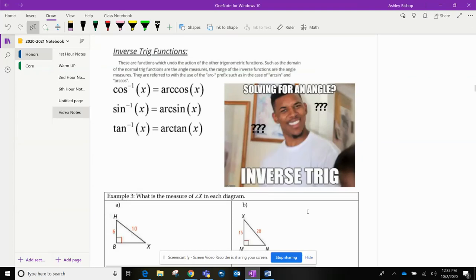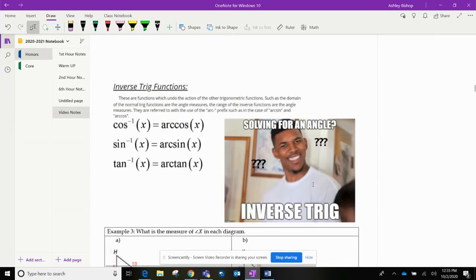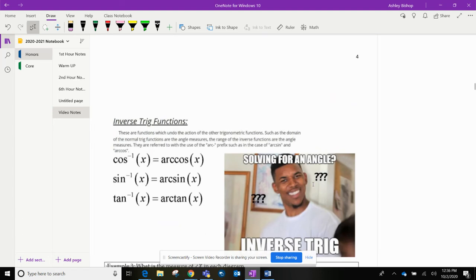Everyone, for today's notes we are going to do page 5 in the note packet. We are going to finish target 2 today, or target A today. And target A is all about finding unknown sides and angles using trigonometric ratios and functions.